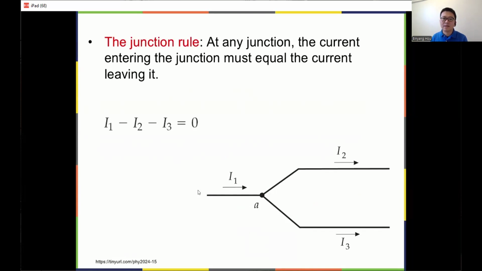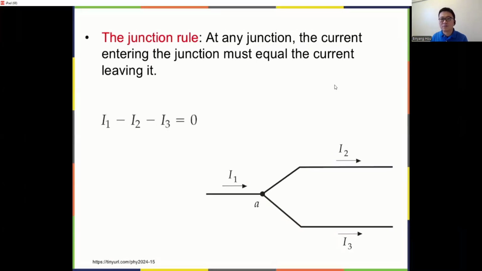So for example, here, if a current comes in and splits into two, then I1 should be equal to I2 plus I3, or I1 minus I2 minus I3 equals 0. If you have two currents coming in, I1 plus I2 equals I3 plus I4. In any case, the currents going in should be equal to the currents going out. This is the conservation of charge: how many charges come in should equal how many charges leave at the same time.